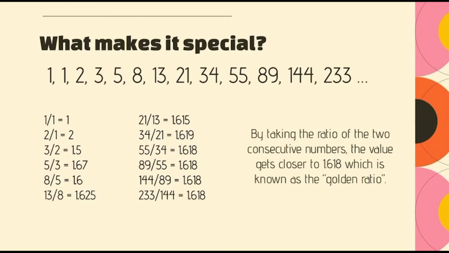On the left side of this slide, you can see that I have written down some of the values of the ratios in this sequence. In the first few ratios, they do not resemble 1.618 whatsoever. But from 34 divided by 21 onwards, the ratio becomes closer to the golden ratio. In fact, the more it goes on, the value almost resembles exactly 1.618.